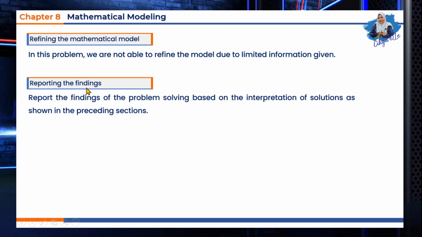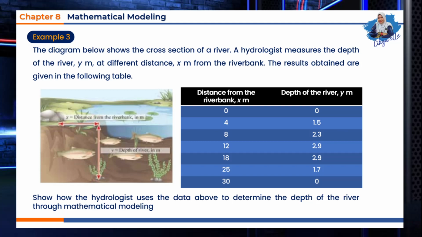Then the final step is to report the findings. Report the findings means that you write back what you have gone through from the first step until the fifth step. That one is the example for the linear function. For example 3, you will go through the quadratic functions. Example of quadratic functions.